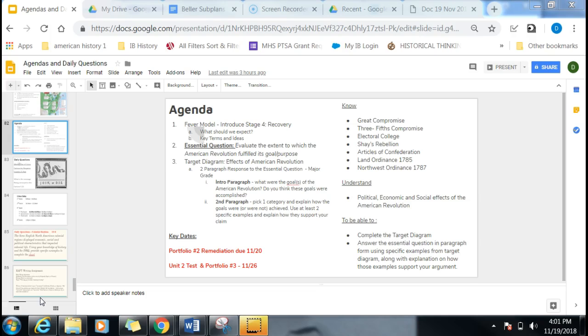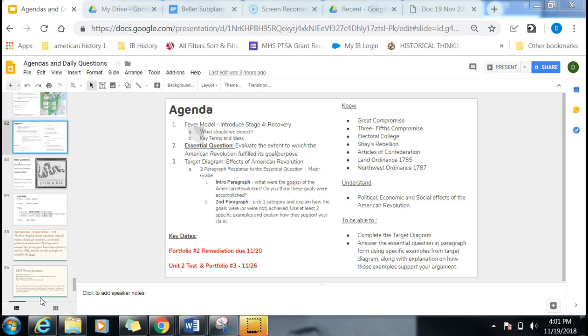Alright, so today we're looking at the effects of the American Revolution. You should have completed the textbook page that concerned the key events and figures of the American Revolution. So now we're looking at the effects of the American Revolution.